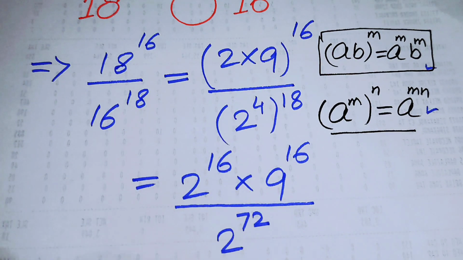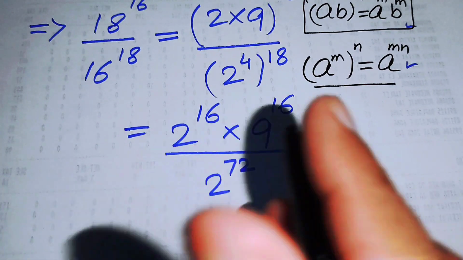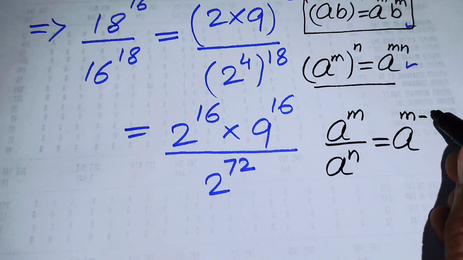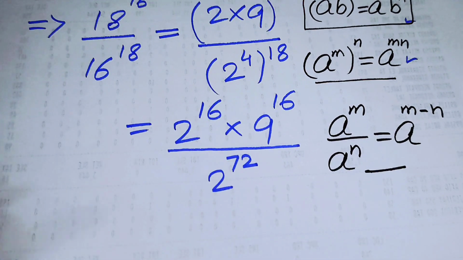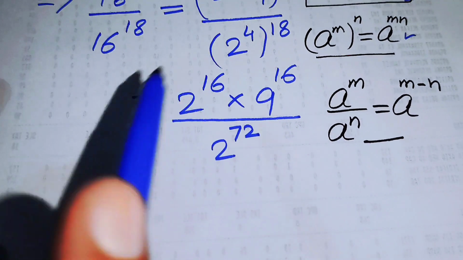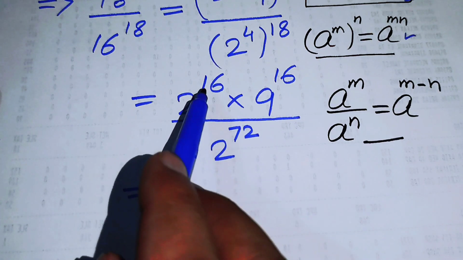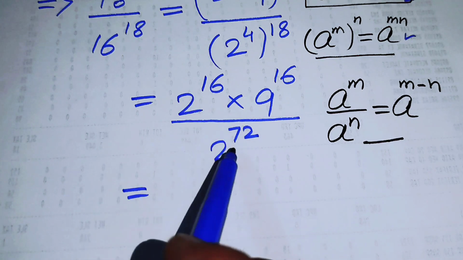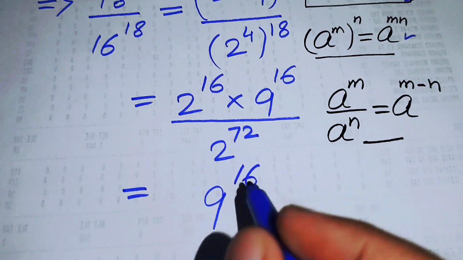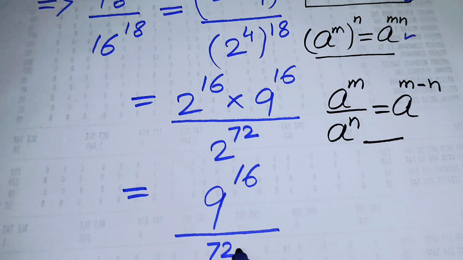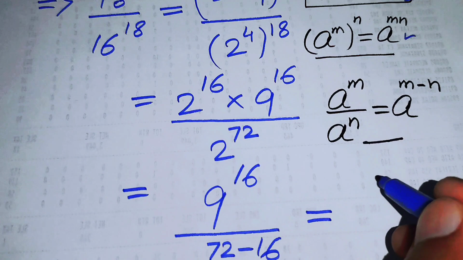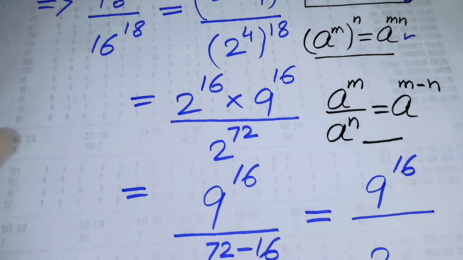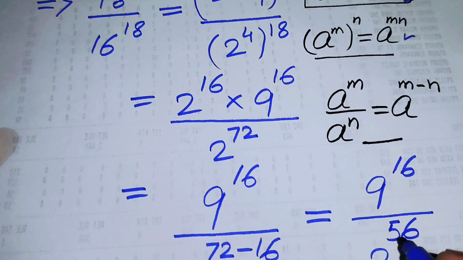After that we need another exponential law, and you know about this law. If we have a to the power of m over a to the power of n, it is equal to a to the power of m minus n. So we move this 2 to the power of 16 into the denominator, and you see that the bases on both are the same, so we can subtract the exponent of the upper term from the lower term, and write it as 9 to the power of 16 over 2 to the power of 72 minus 16. And 72 minus 16 is equal to 56, so we have 2 to the power of 56.